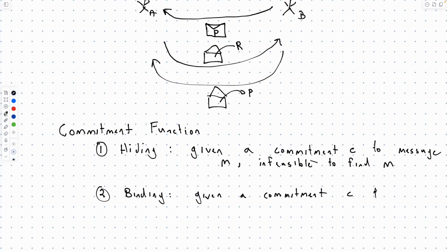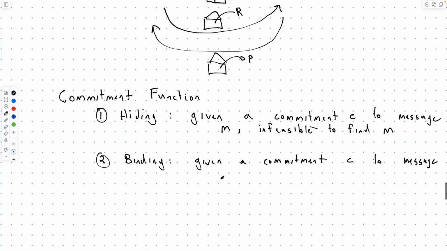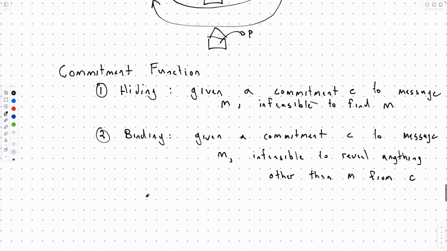So given a commitment C to message M, it's infeasible to open, or I'll use the word reveal, to reveal anything other than M from C. Okay, so we have a commitment function. We have these two properties.